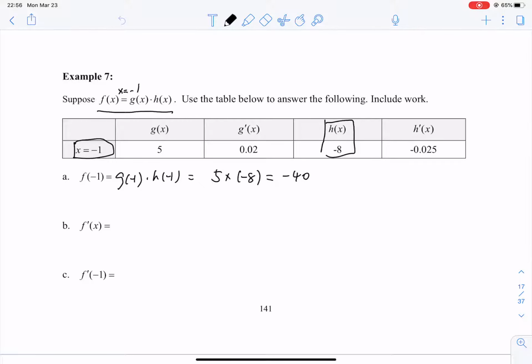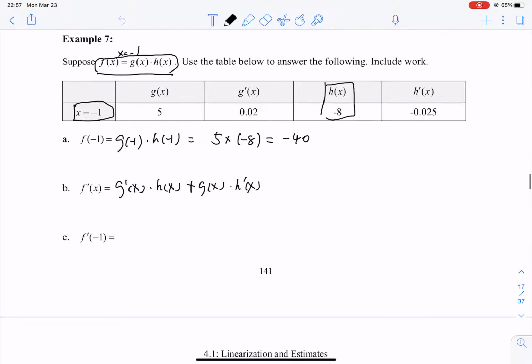And the next question, what about f prime of x? For f prime of x, we are not given the value of x, so we don't know the specific value. But instead, we have the formula: g prime of x multiplied by h of x plus g of x multiplied by h prime of x. This is our f prime of x. So the next one, we are given c. You can see the difference between b and c. B is the general formula, and for c, we are given the specific value of x, that is just minus 1.